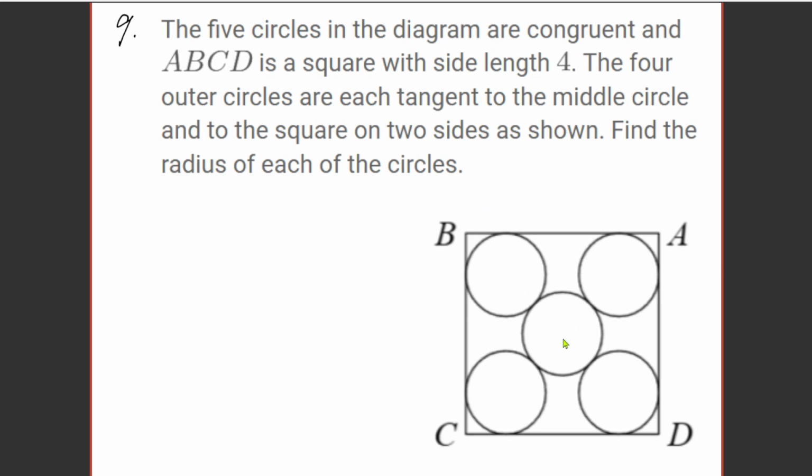Okay, so here, let's suppose this is the center of the middle circle. By symmetry, we know the center of the middle circle is equidistant from the vertices of the square, right? So that means this center must be on both diagonals. If you simply connect B and D and A and C, we know the point of intersection of the 2 diagonals is actually the center point of the middle circle here, right?